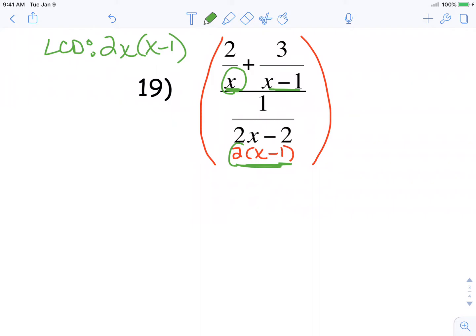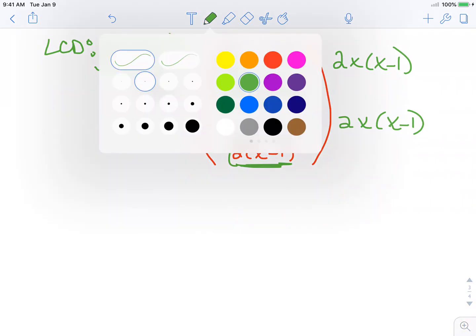So we're going to use the second method, and the second method uses the least common denominator of the entire fraction. We're going to multiply the top by that 2x times x minus 1, and we're going to multiply the bottom by that 2x times x minus 1. So when you have fractions, if you want to keep them equivalent, you do the same thing to the numerator as you would to the denominator. So I'm keeping it equivalent by doing the same thing to the top and the bottom.